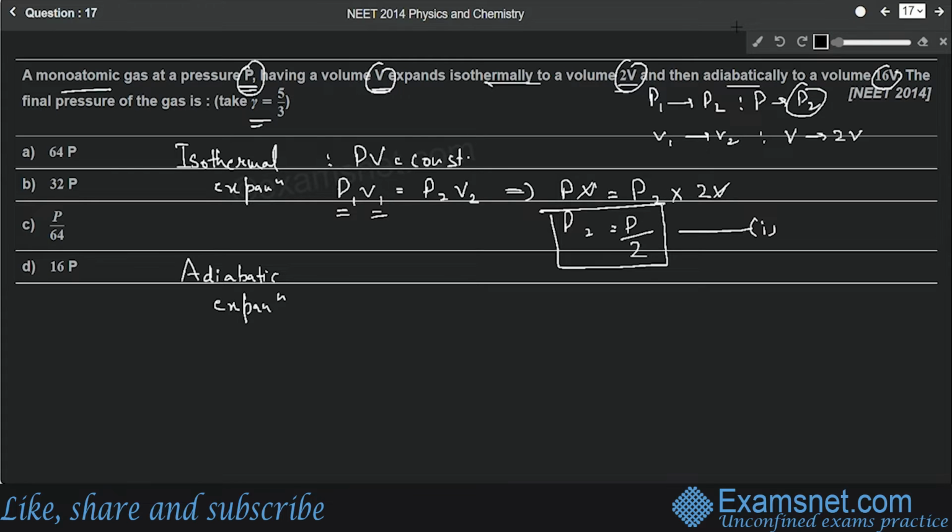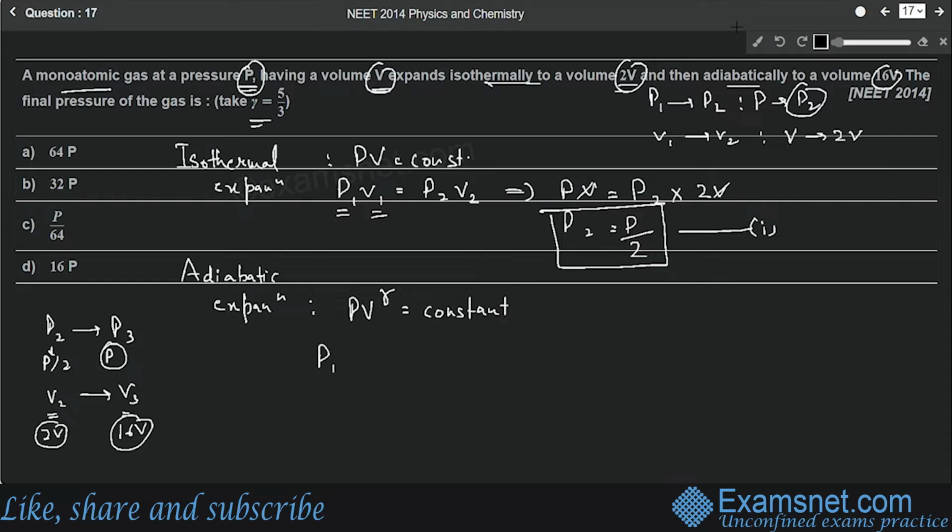Now, in case of adiabatic expansion, the pressure and volume further change. This time the pressure will change from P2 to P3 and volume will change from V2 to V3, right? P2, as we have seen, is equal to P by 2. P3 is unknown. This is the final pressure that we have to find out. Now V2 was equal to 2V and V3 is given as 16V. This is the final volume. So what happens in case of adiabatic expansion? In this case, PV to the power gamma is constant, right?